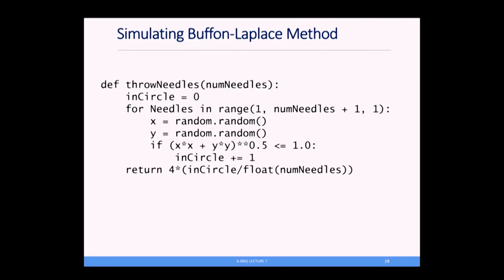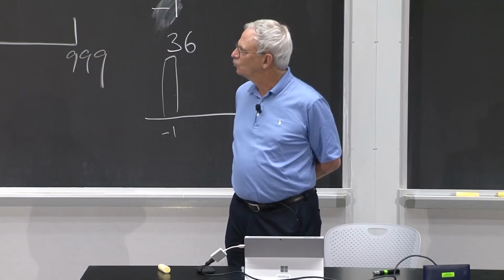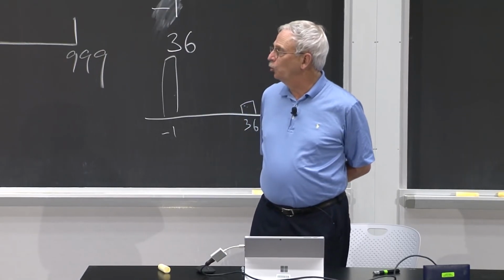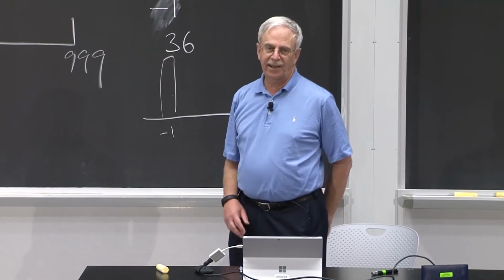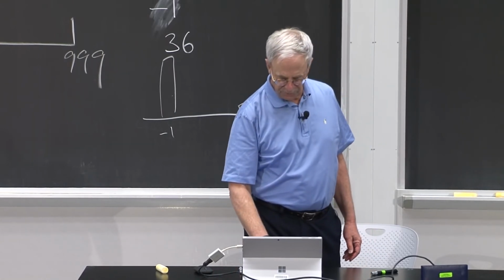So first we have throwing the needles. For needles in range 1 to number of needles plus 1, we're going to choose a random x, a random y, and we're going to see whether or not it's in the circle, and there we'll use the Pythagorean theorem to tell us that. All right? And we'll just do this, and then we're going to return exactly the formula we saw in the previous slide.